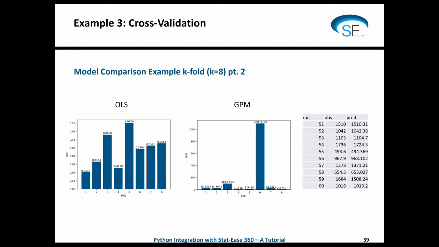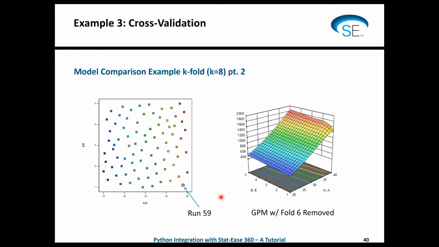And if you look at that run 59, here we've got this 80 run Latin hypercube. That's right in the corner here. So when we do that split, fold 6, we were actually removing that run along with 9 other runs. And the Gaussian process model, which interpolates between observed values, doesn't know what to do in that corner, and it drops way off from the actual value, which should be around 1600 there. So that is the cross-validation example.